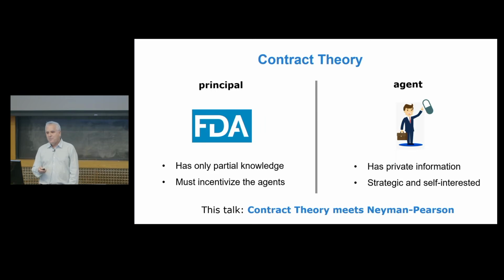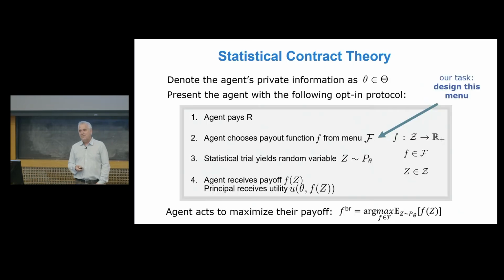So contract theory comes to the rescue, but it has to be done in a setting where the menu of options reflects the Neyman-Pearson test. So that's a little different than classical contract theory. All right, so here is the contract setup.